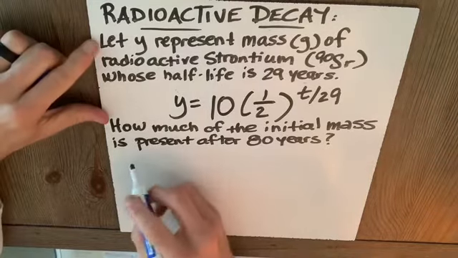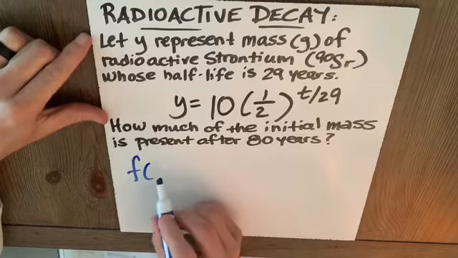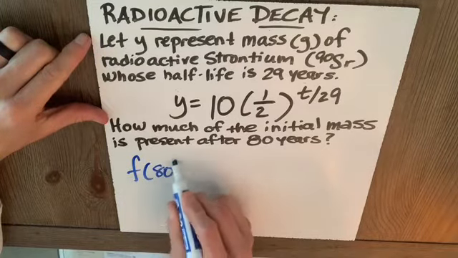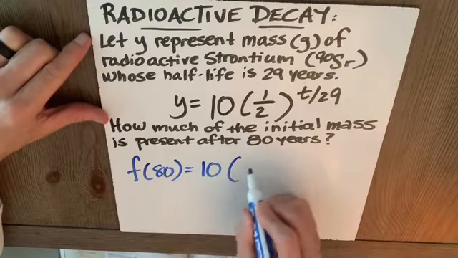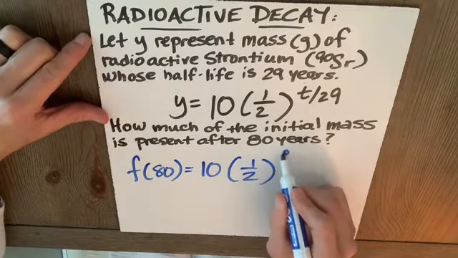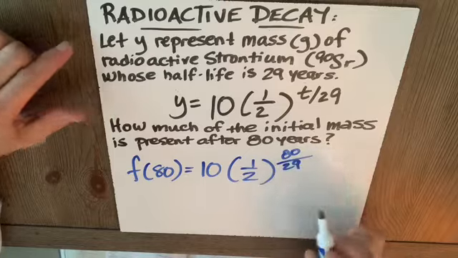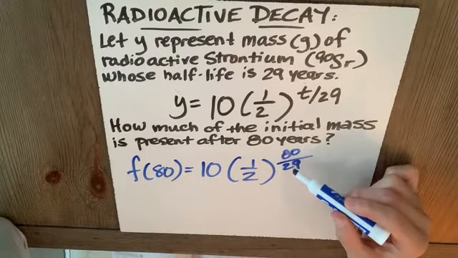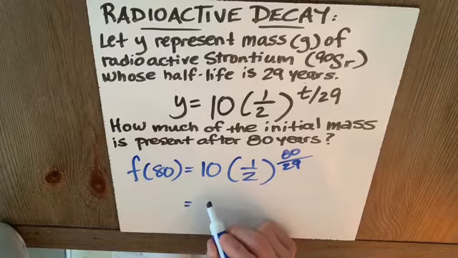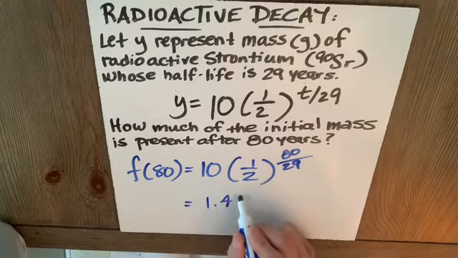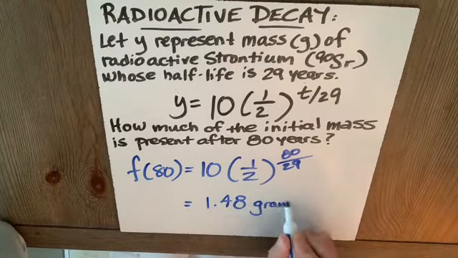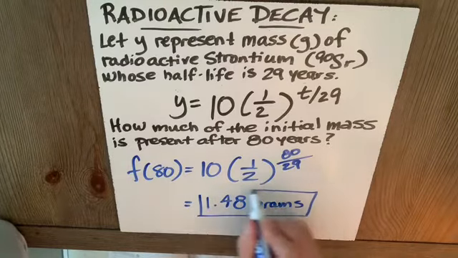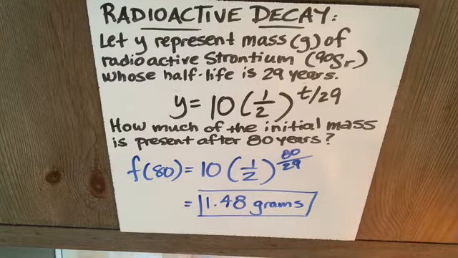Let's see. The function value at 80 years, f of 80, would be 10 times 1/2 to the 80 divided by 29. Notice that's a number between 2 and 3. So this gives us, when I do it in my calculator, 1.48 grams. And I was expecting less than 2.5 grams, so I think I've got it right. I'm just modeling for you that you should always be thinking, does this answer make sense? And this answer makes sense to me.